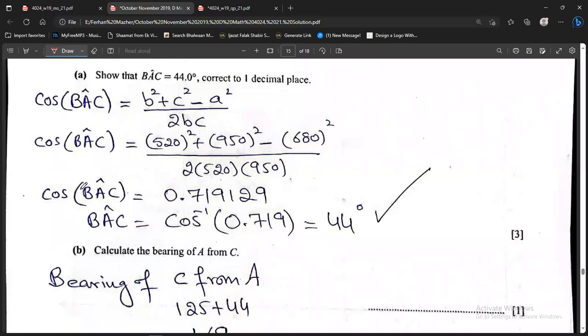So how do you find that? In your calculator you will write shift cos 0.719 equals. So this is 45.